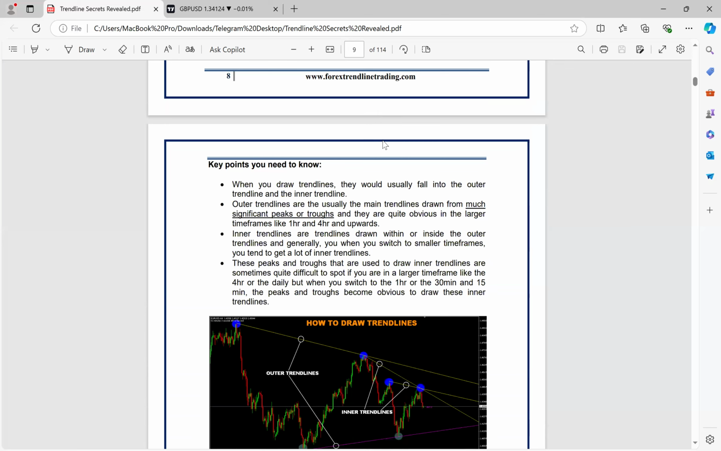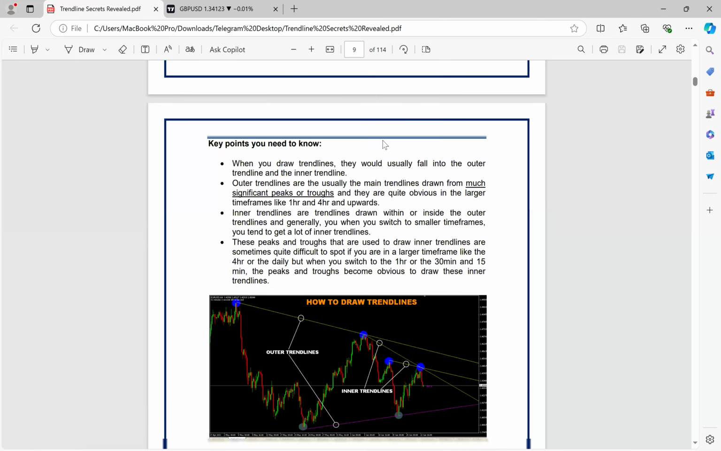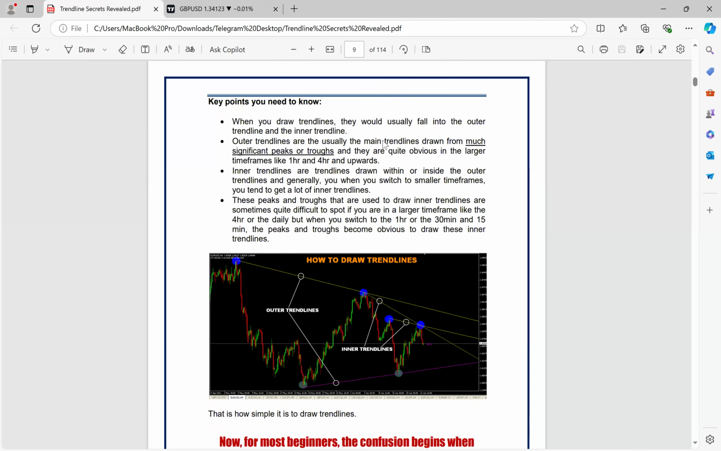So the next one is key points you need to know. When you draw trend lines, they will usually fall into the outer trend line and inner trend line. That means they are outside trend lines and inner trend lines. So you can plot a trend line on any time frame. Now, the outer trend line is usually the main trend line drawn from much more significant peaks or troughs, and they are quite obvious in the larger time frames, like the 1 hour and 4 hour time frames, and upward, like the daily. From 1 hour upward, we have what we call the outer trend line. So the outer trend lines are from 1 hour to 4 hours upward.